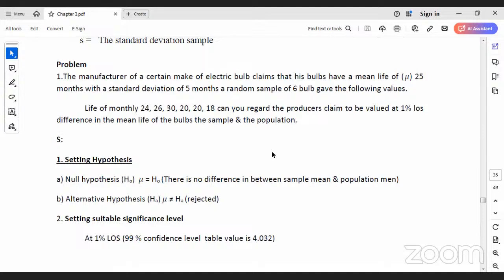The manufacturer of a certain make of electric bulbs claims that his bulbs have a mean life of mu, that is 25 months, with a standard deviation of 5 months. A random sample of 6 bulbs gave the following values, life in months: 24, 26, 30, 20, 20, 18. Can you regard the producer's claim to be valid at 1% LOS, the difference in the mean life of the bulbs between the sample and the population?